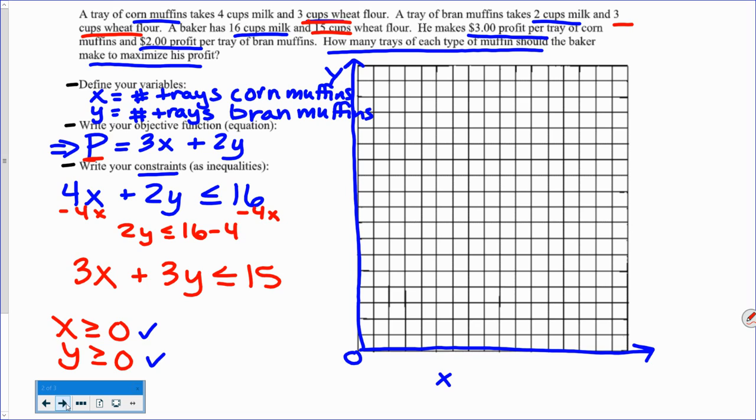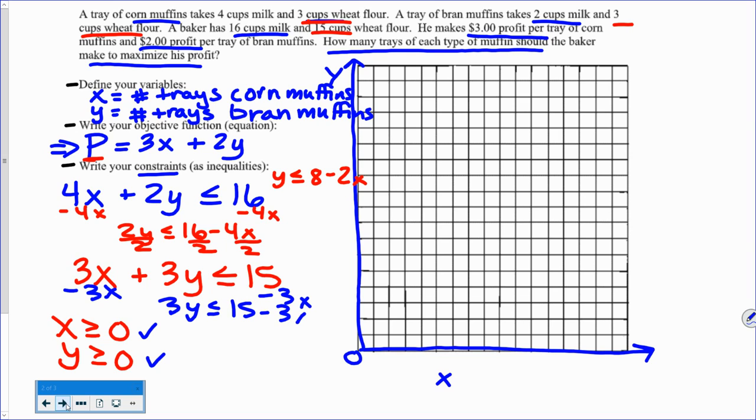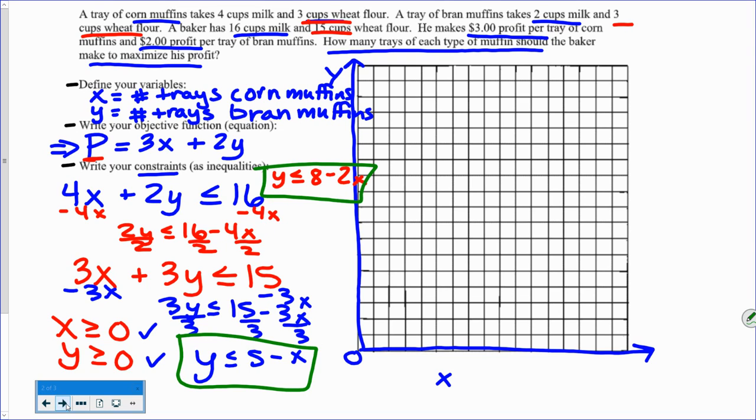So 16 minus 4x divided by 2. The inequality I'll be graphing is y is less than or equal to 8 minus 2x. For my second inequality, I'll get y alone, so subtract 3x. So 3y is less than or equal to 15 minus 3x. Divide everything by 3. So y is less than or equal to 5 minus x. These are the two inequalities I'm going to be graphing on my grid.